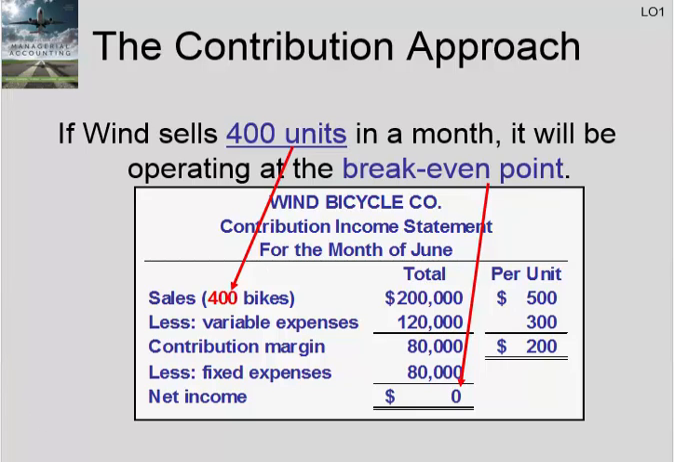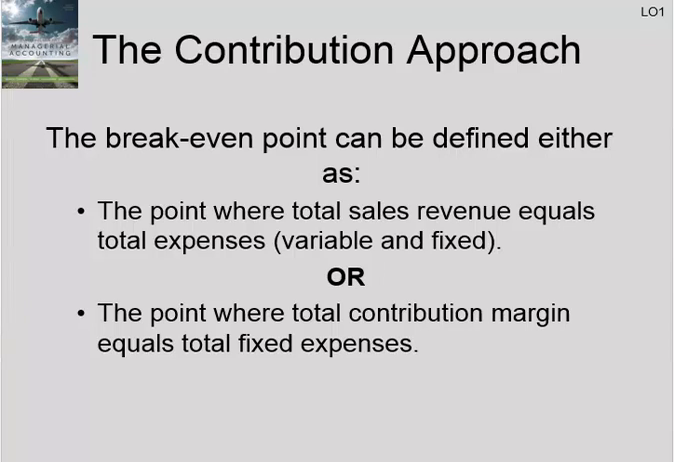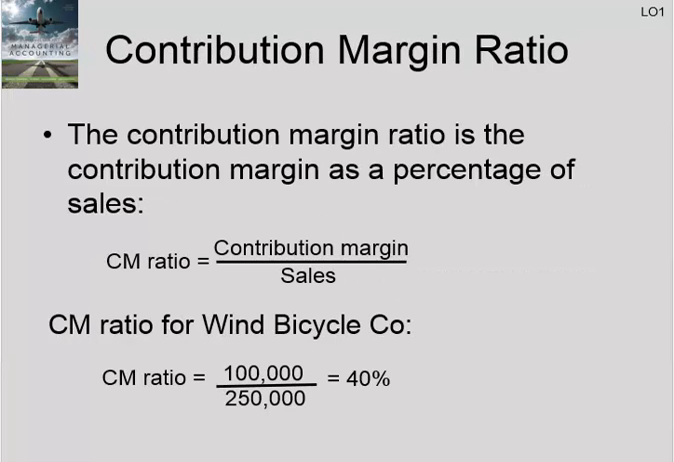So if Win sells just one more bike, the full amount of that contribution will go to the bottom line because its fixed costs are covered, and it will have a net income of 200. If it sells one more, it'll have a net income of 400, and so on. Okay, so that's nice, but who wants to spend a whole lot of time trying to figure out what the break-even point is? Well, it turns out we can do this on a fairly simple basis. We're going to go through a bit of terminology first, and then we'll get into exactly how we go about doing that.